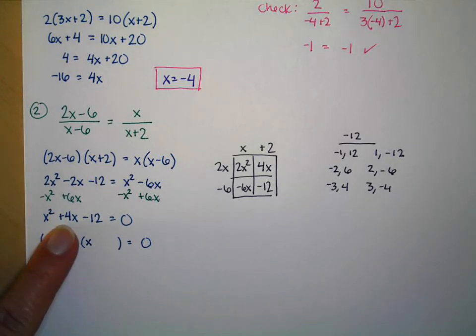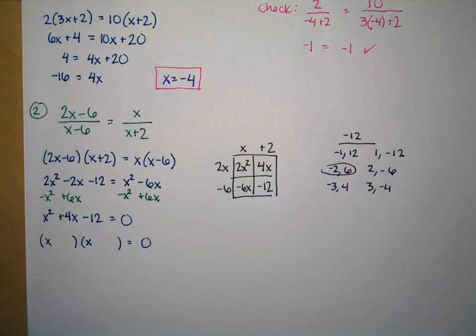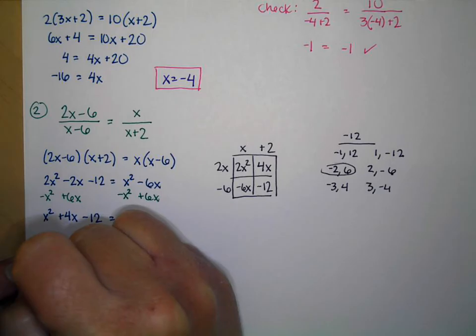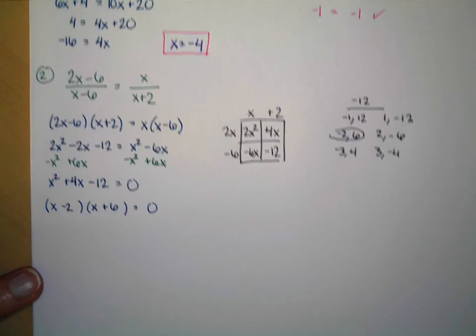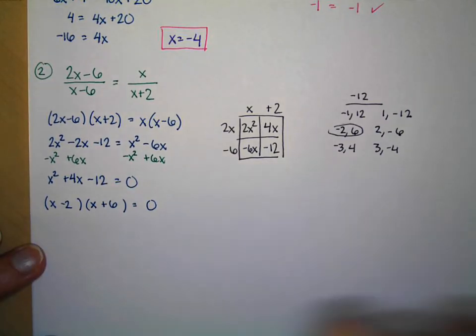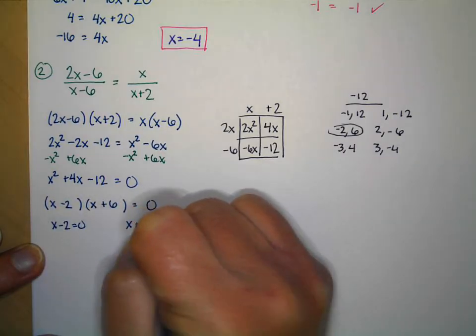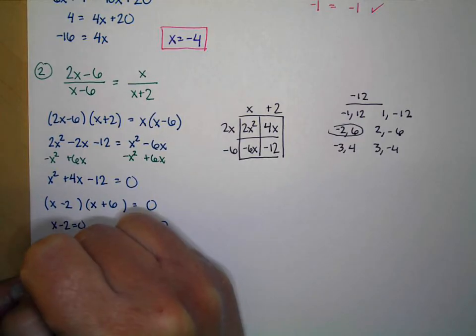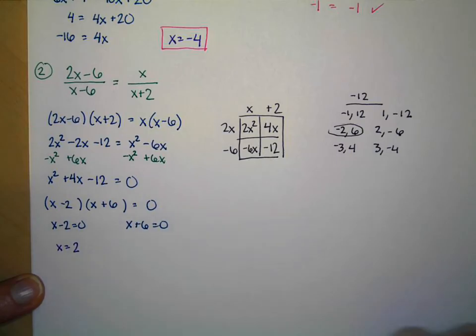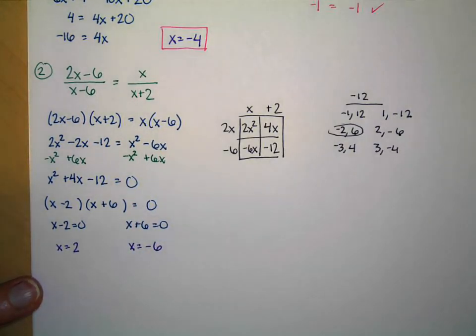The pair that actually adds up to positive 4, though, is right here, negative 2 and positive 6. So our factors are x minus 2 and x plus 6. And now if we set each of those factors equal to 0, x minus 2 equals 0, x plus 6 equals 0, you can solve those little equations to get your solutions. If I add 2 to both sides here, I'm going to get x equals positive 2. Here, if we subtract 6 from both sides, we get x equals negative 6.